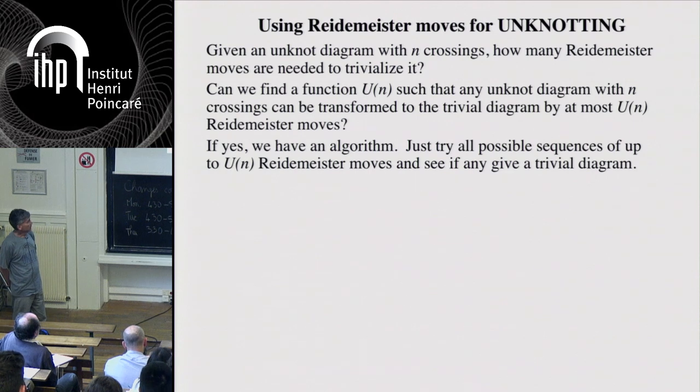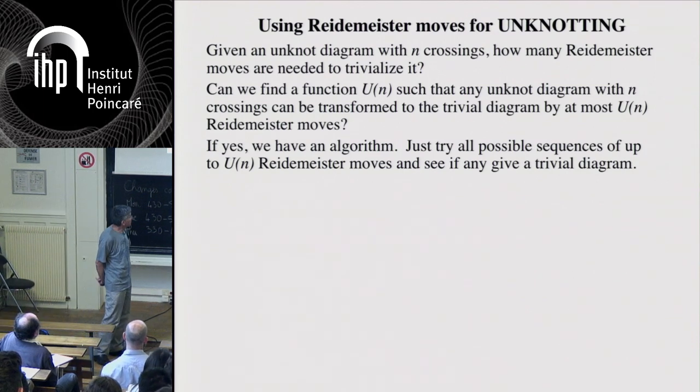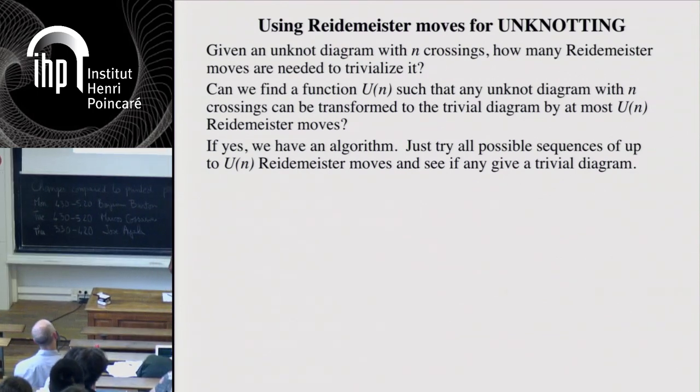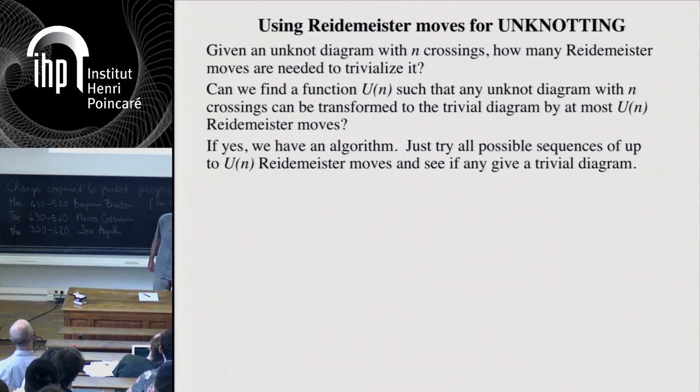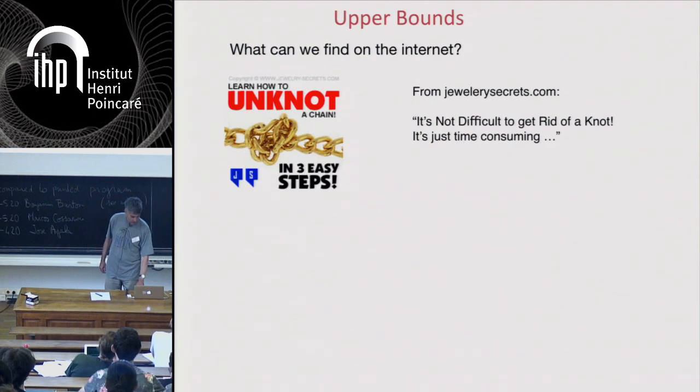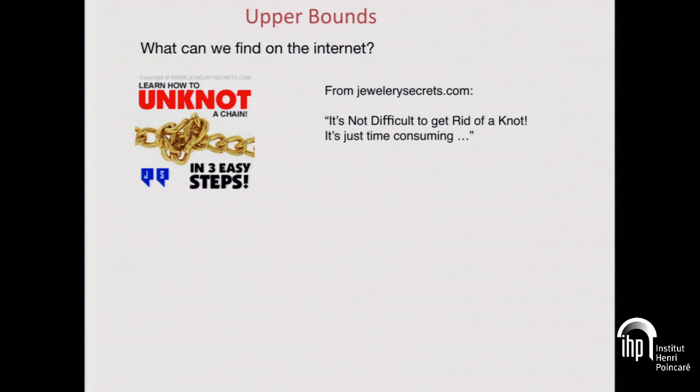Okay, so this would give an algorithm, which is to try all possible sequences up to U of n for any diagram, and if you get the trivial diagram, you're done. Otherwise, you don't have the unknot. Unfortunately, this kind of algorithm is very inefficient. It's worse than exponential. So let's turn to the internet to see what they tell us about how to unknot things.